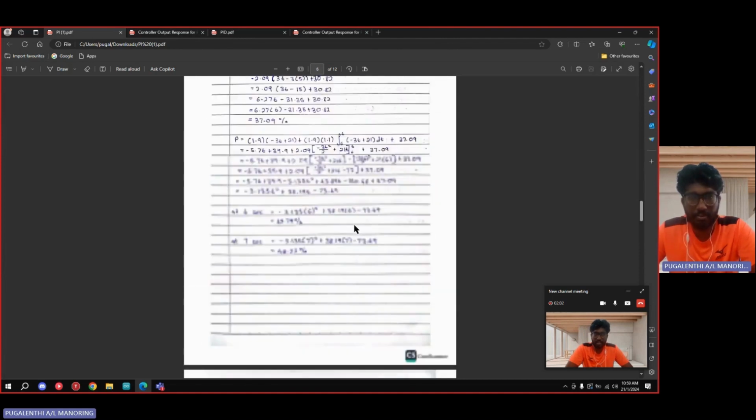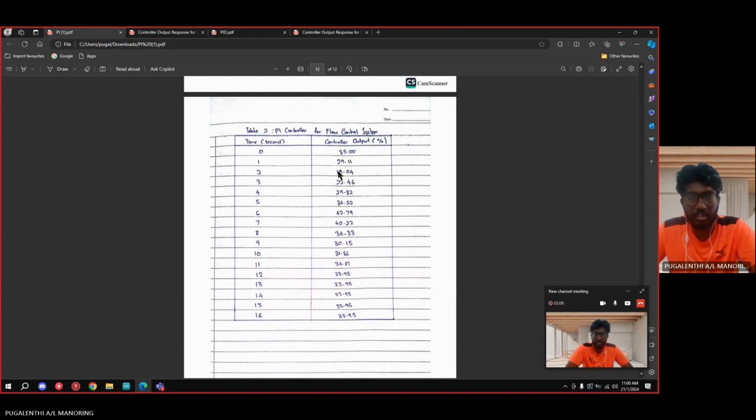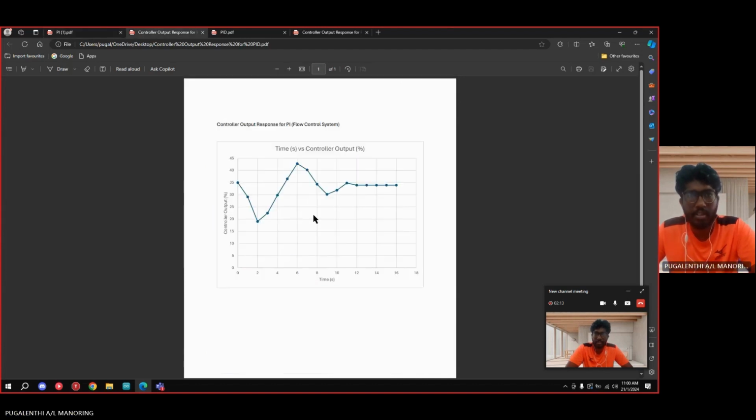And this is my table for the PI control system. With this, I have plotted the graph, and this is my graph, the control output response for PI in the flow control system.